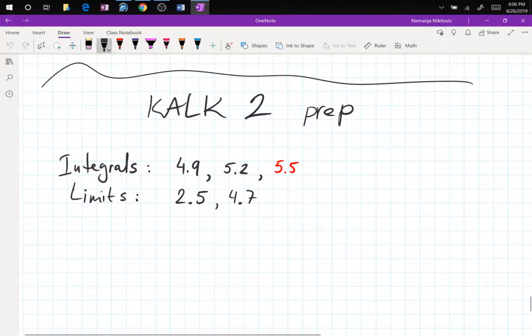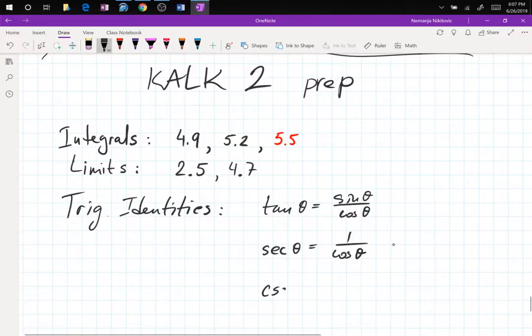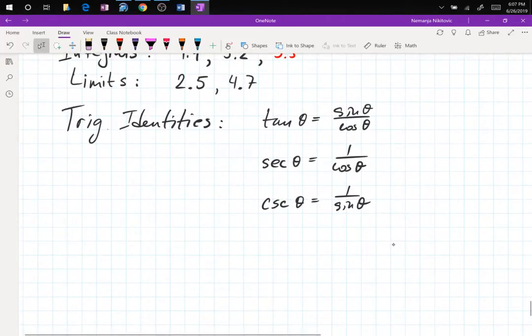So that's one. Now, for trig identities, this is another pile of stuff you need. So trig identities you must know. And these are that tangent theta is sine theta over cosine theta, that secant theta is 1 over cosine theta, cosecant theta is 1 over sine theta. So those must be known.